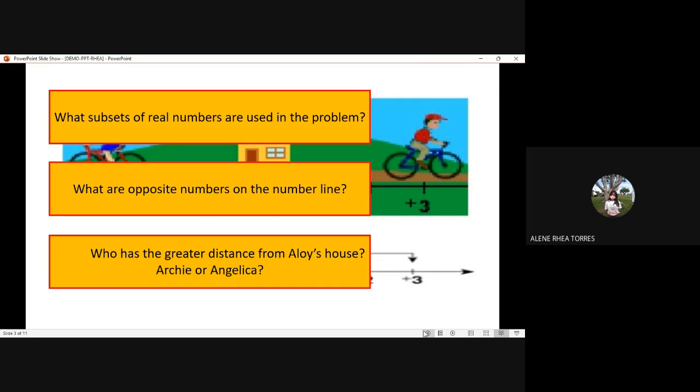Okay. Karon pangutan-on ta mo usab. Who has the greater distance from Aloy's house? Is it Archie or Angelica? So, diri na mosulod ang absolute value. Okay, next slide.